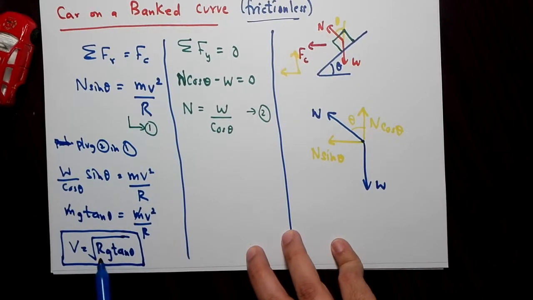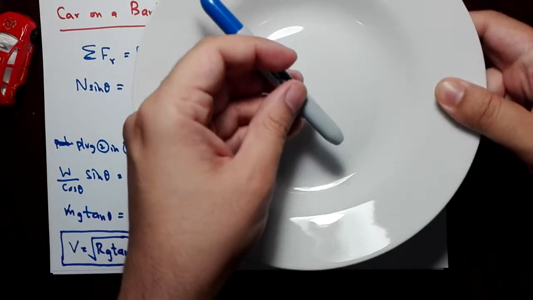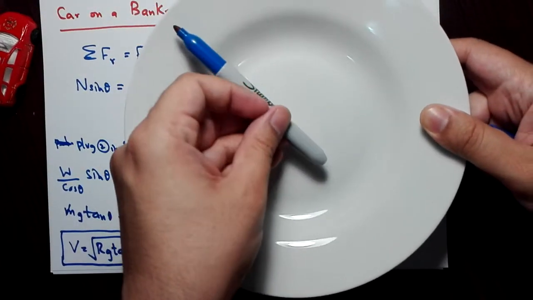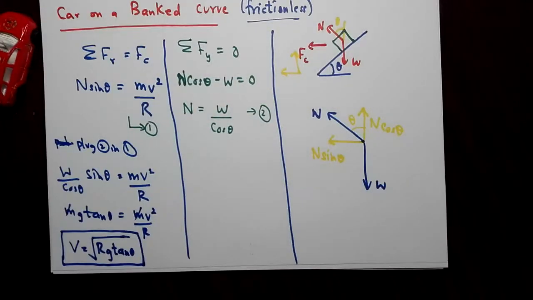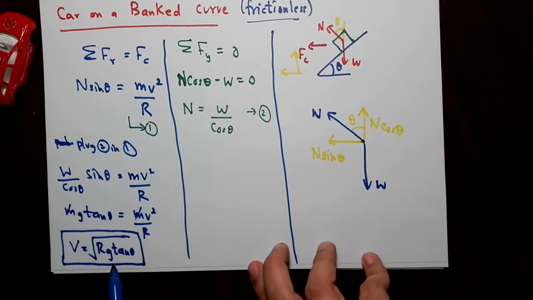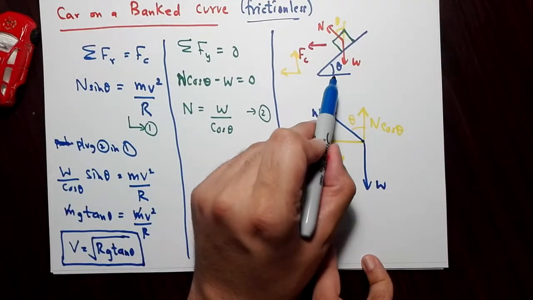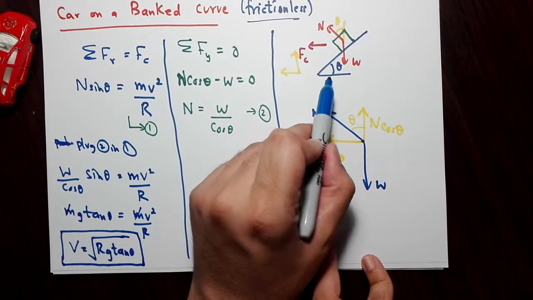We'll solve with friction in other videos, but this is the velocity. It's again independent of the mass, and depends on the radius of the path. The radius is of course the distance from the center to the car. And tangent theta, so it depends on the angle theta.